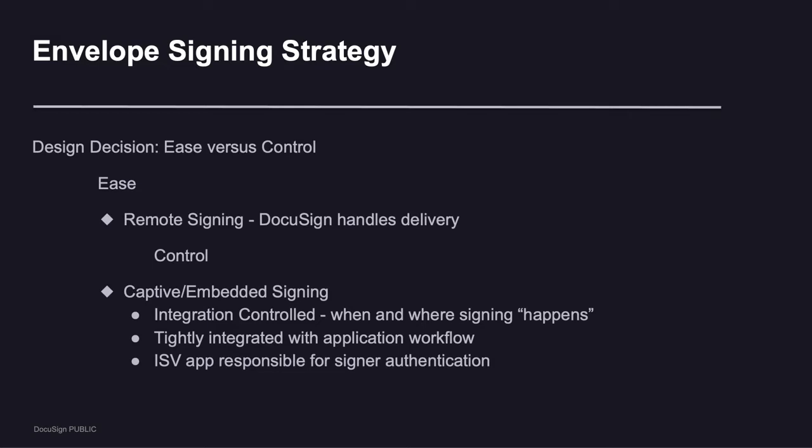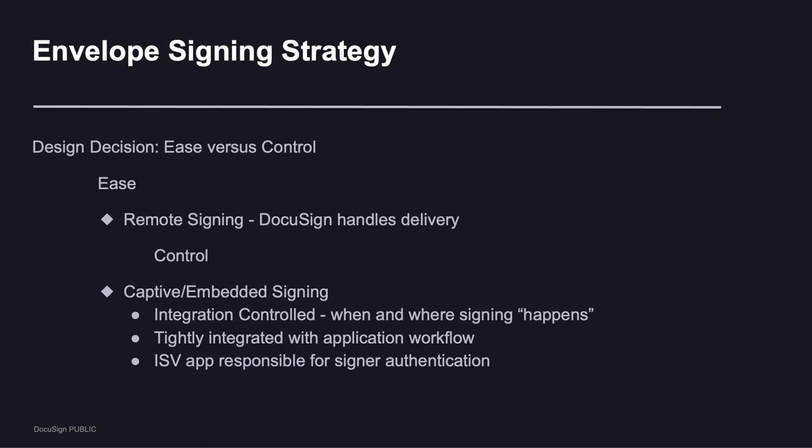Or you can control it. Let's say you have an application and you want them to sign in-app. Meaning I'm here, I just created a new bank account. I want to sign that agreement, that new relationship agreement, or that new account opening agreement right here. I'm in there, I'm on my mobile device, why not just initiate the signing session now? That's what we call captive or embedded signing.